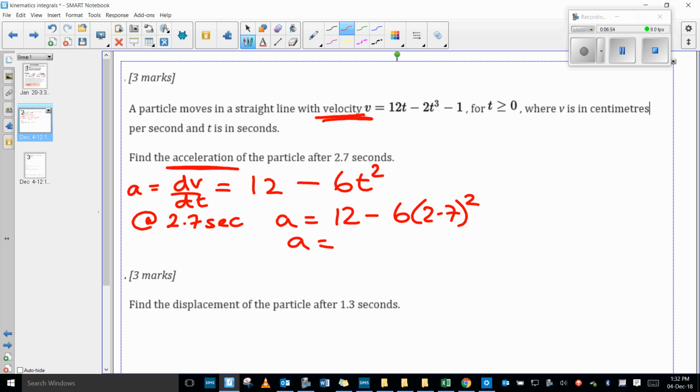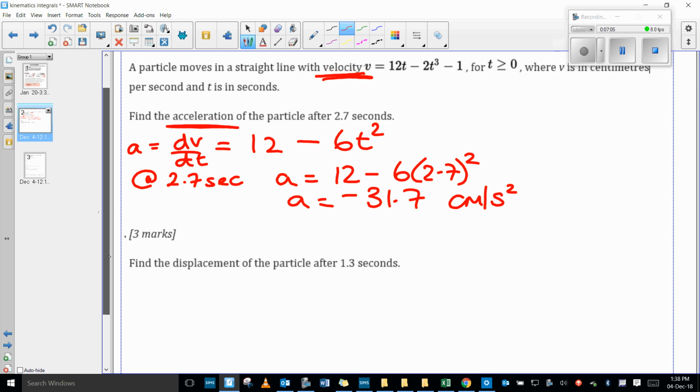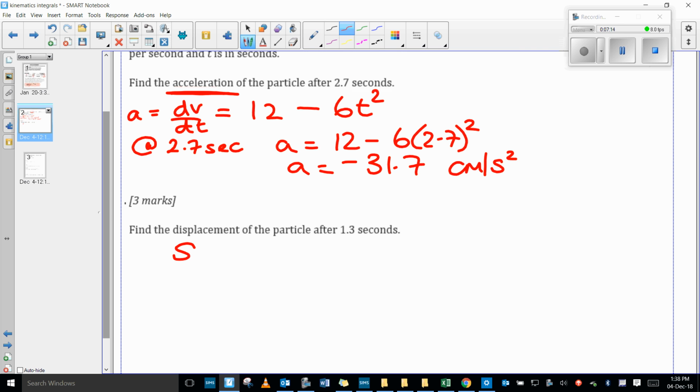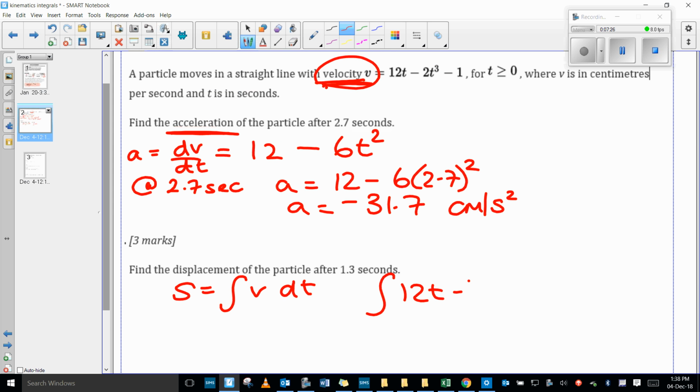Alright, so next question says find the displacement of the particle after 1.3 seconds. So what are we going to do now? We're talking about displacement. Well, remember, if we start with our original, we only have to integrate it once. So, displacement is going to be the integral of the velocity with respect to time. So we're going to say it's the integral of 12t minus 2t cubed minus 1.